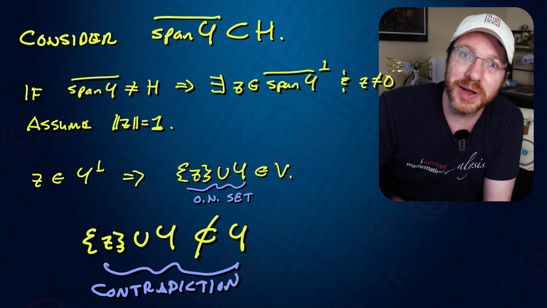And so there you go. By Zorn's lemma, we have thus found an orthonormal basis for our Hilbert space. We know that it is a complete set.